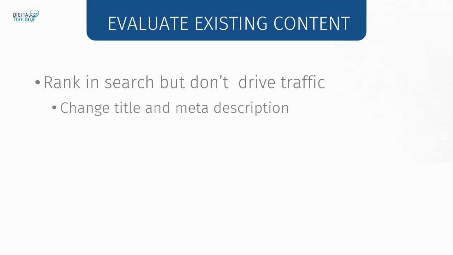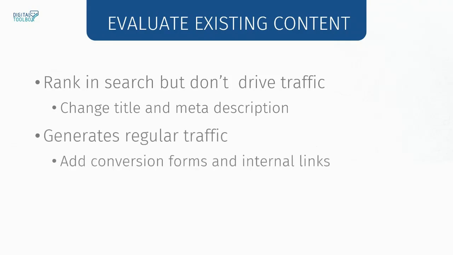If you're using a WordPress website, you can use something like Rank Math or Yoast and play with variations of the title and description. If the website generates regular traffic, then the next step is to add conversion forms and internal links. We had a page on a position statement, and it gets traffic all the time. But what was happening is people would come to the page, they would read the article, and they would leave. And so we added a call to action at the bottom. We added a podcast in the middle. We added links to other related topics.